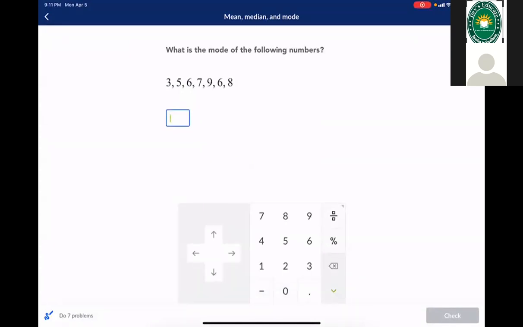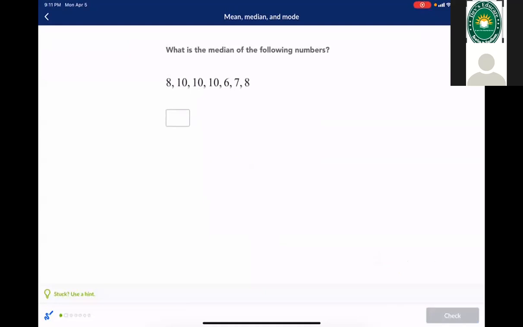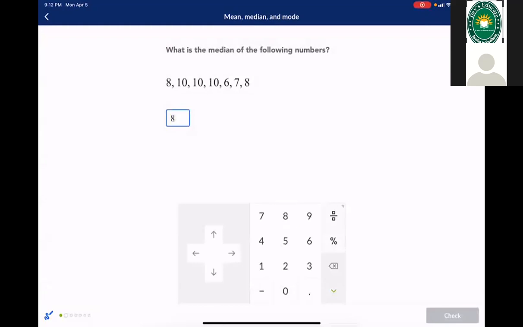What is the mode of the following numbers? Obviously 6, because 6 is coming 2 times, more often. Then the median would be 6, 7. We have to arrange into ascending order. Then we have to find the median. So then 8. Yeah.